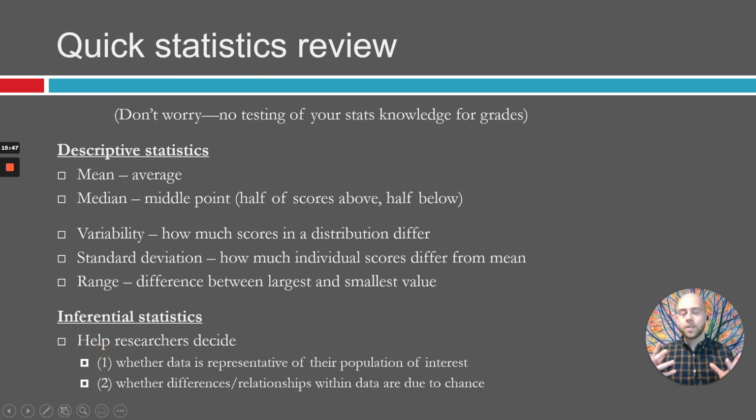So how much do these means differ from one another? Is it likely that they are truly different in these two groups, or is that something that's due to chance? Inferential statistics help people figure out whether the data they have is representative of the population they're interested in, and whether the mean differences or correlational relationships are due to chance or not. So descriptive tells us what something is like. Inferential tells us if differences or relationships are meaningful and if they represent bigger populations.